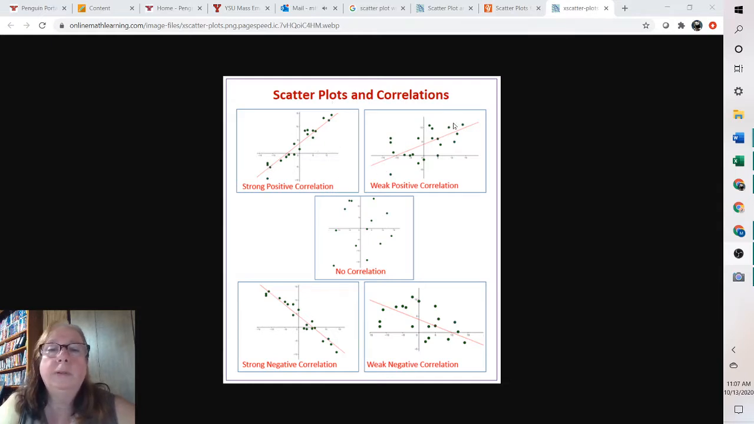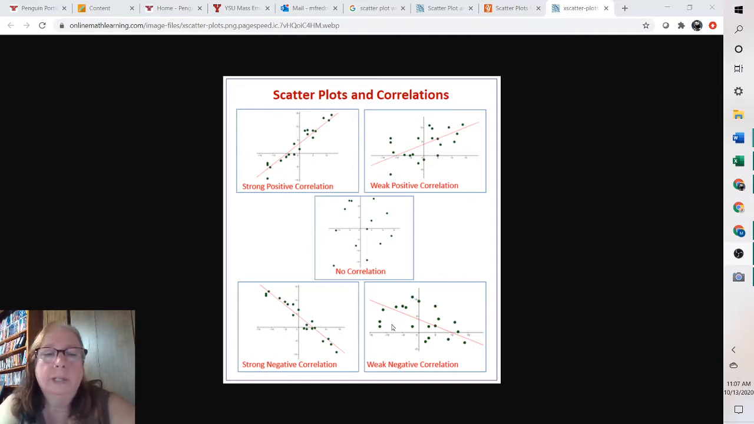This one is also increasing, so it's a positive relationship, but notice the data spread all over. Now this one is everywhere. This has no correlation. And then the next two are decreasing. One is stronger because the dots are all near the line, and one is weaker because they're spread out.